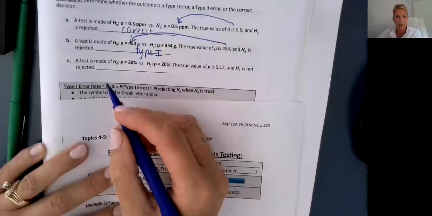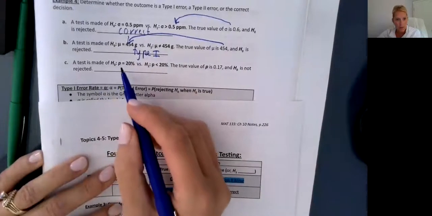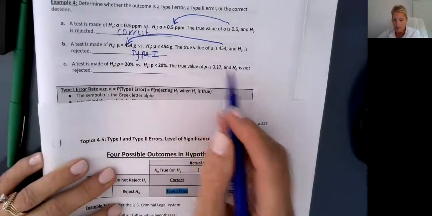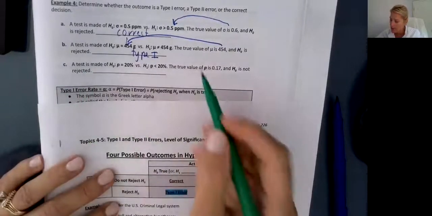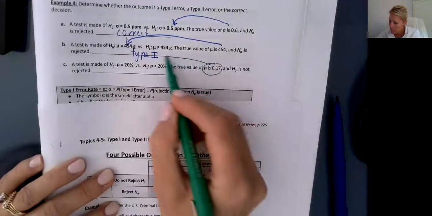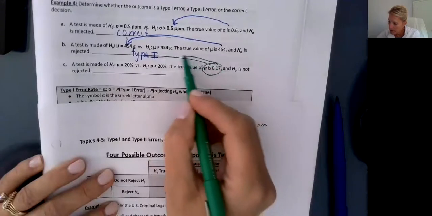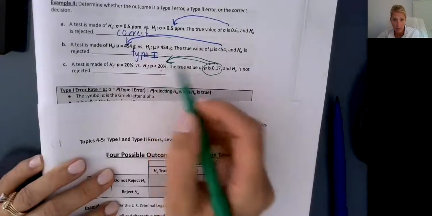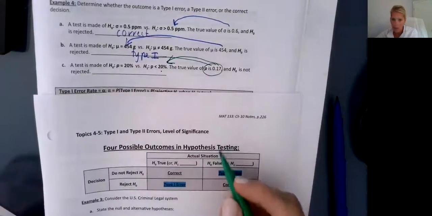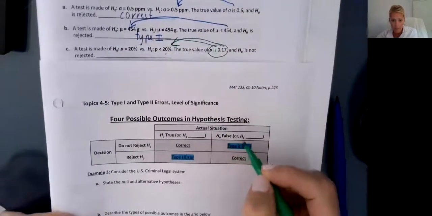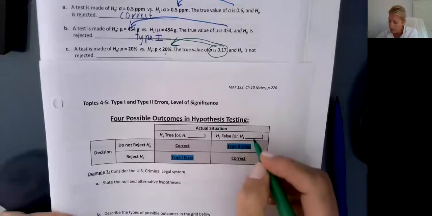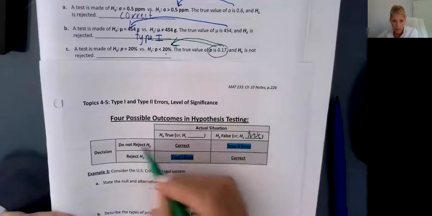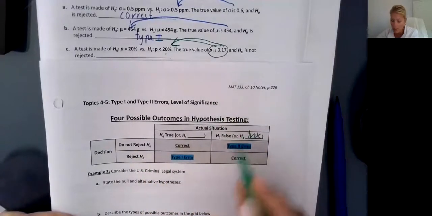And then we have C, a test is made of H0, P is equal to 20% versus H1, P is less than 20%. The true value of P is 0.17 and H0 is not rejected. So H0 is actually not true, right? Because P is actually less than 20% and H0 is not rejected. So H0 is actually false because H1 is true. H1 is true, but H0 is not rejected. So do not reject, but H1 is true. This is a type 2 error.